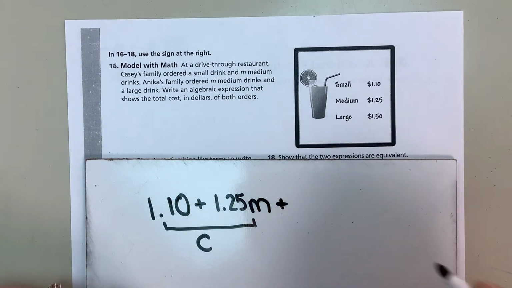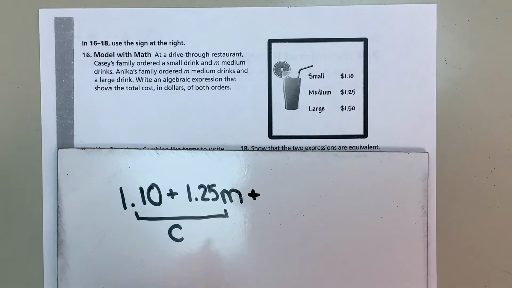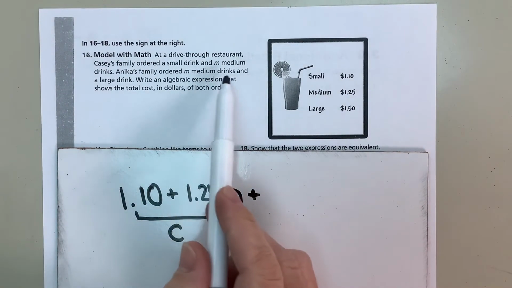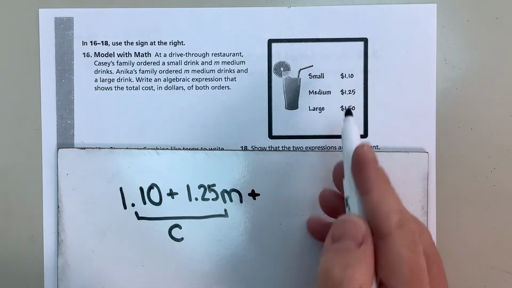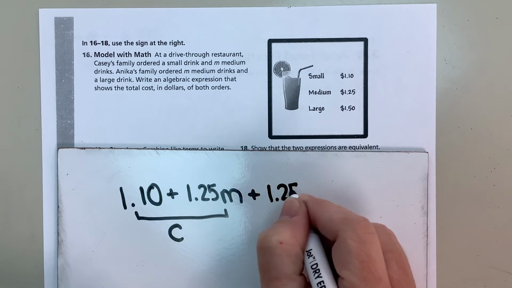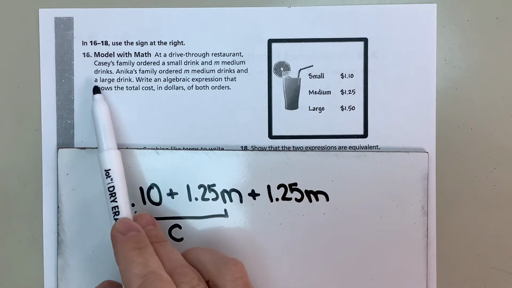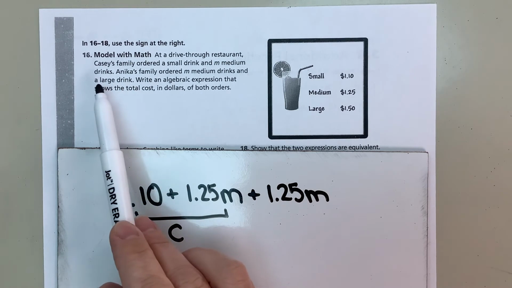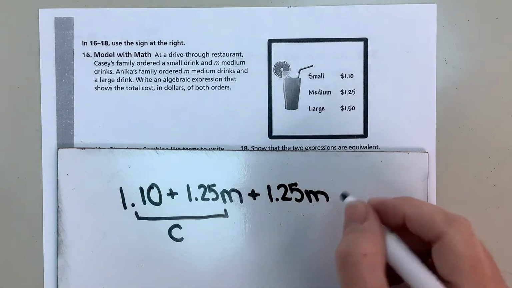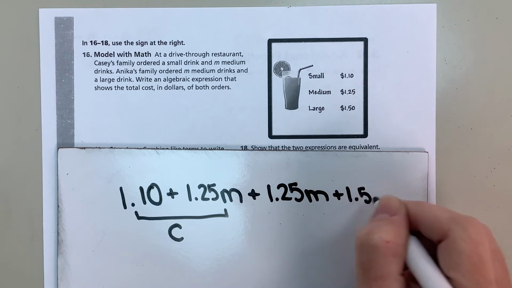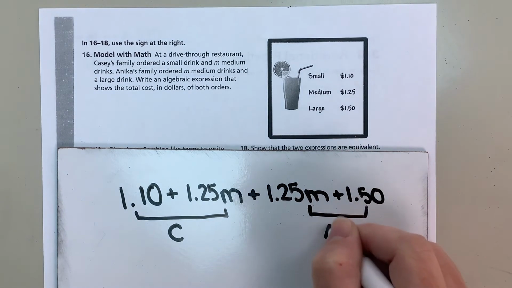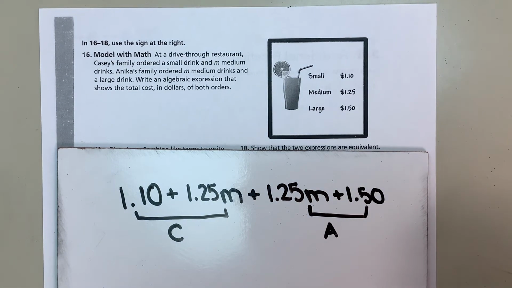But we're going to also put in another order for Anika's family. She ordered M medium drinks, so the medium drink is $1.25, and she bought M of those. It's unknown. We don't know how many medium drinks she's going to be buying, and that's why we're leaving it as just a variable. She also bought a large drink, so that means just one large drink. And when we look over here, the price is $1.50. So this is how much Anika's family ordered. That would be the expression.